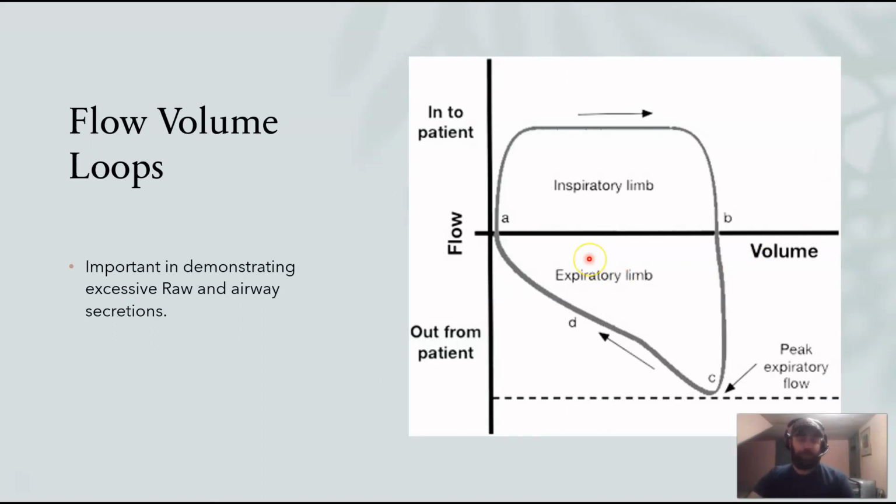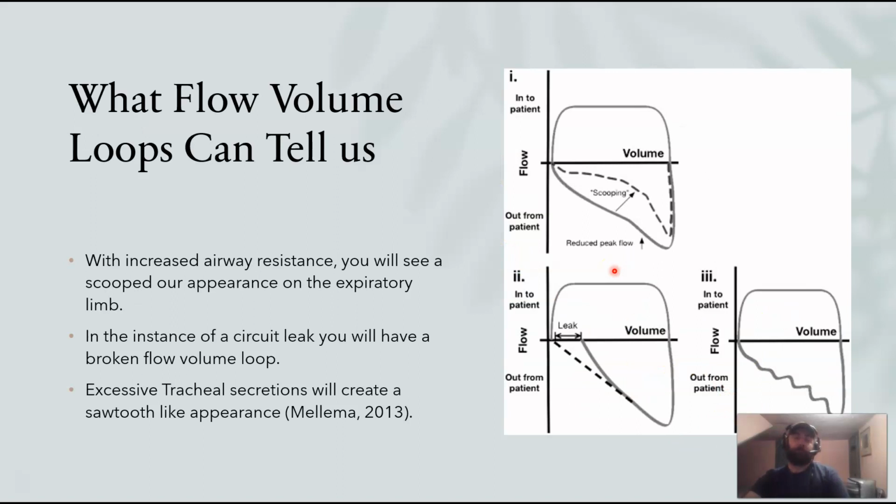So flow volume loops, important in demonstrating excessive airway resistance and airway secretions. Top part here is your inspiratory phase. Bottom part is your expiratory phase, that peak before it starts to return to baseline. That's your peak expiratory flow. So what can they tell us? This top one here, so increased airway resistance when you're looking at that flow loop. If you start to see scooping on the inside, okay, that's an increase in airway resistance. So bronchospasm, mucus plugging, things like that, you're going to see with scooping.